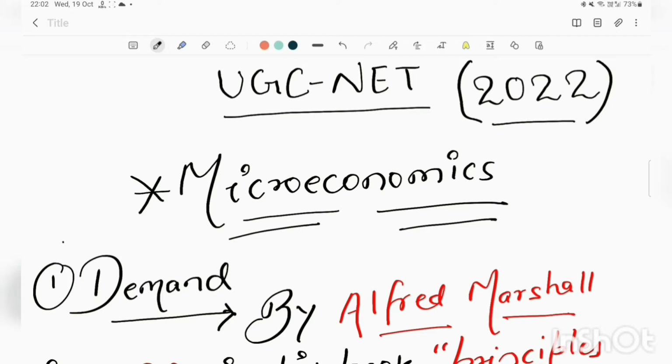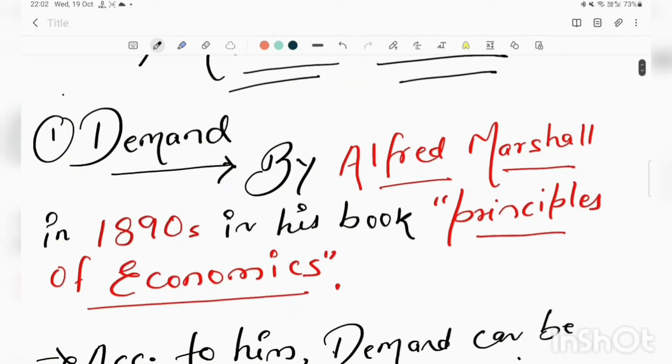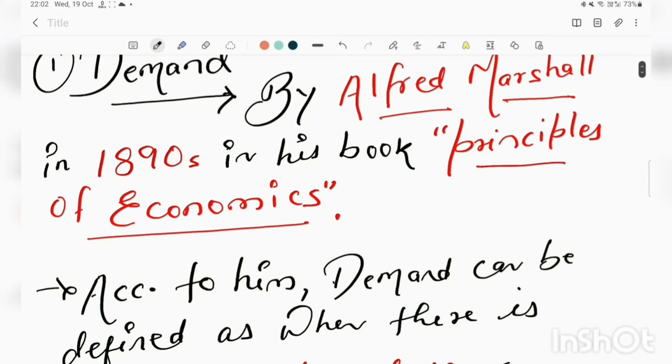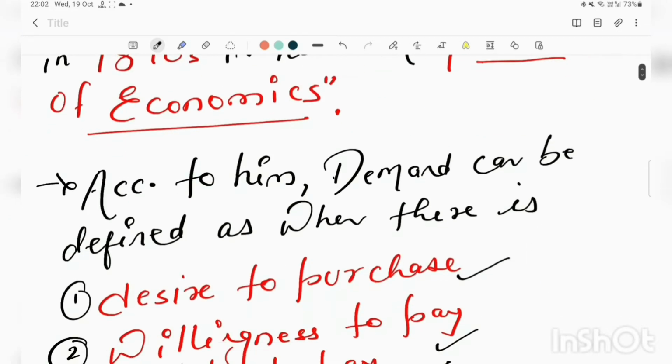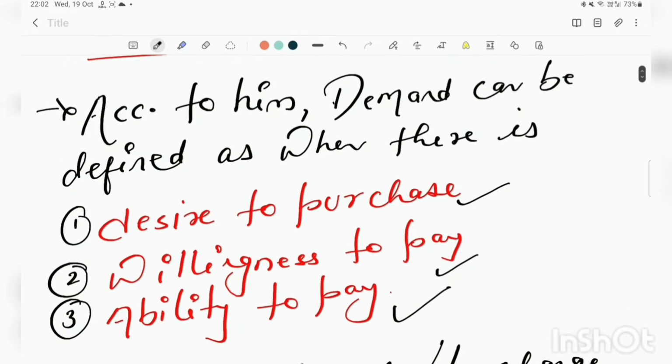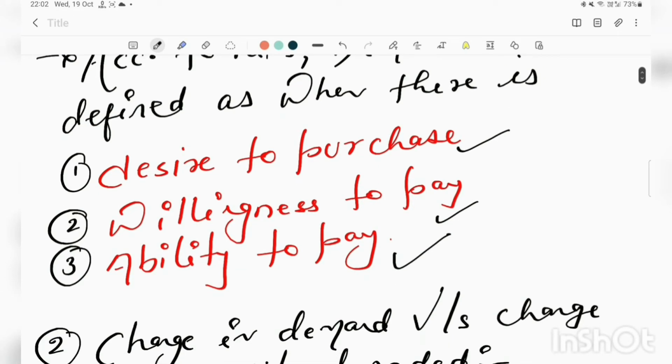When we start to learn about microeconomics, we start with the concept of demand, which was first introduced by Alfred Marshall in the 1890s in his famous book Principles of Economics. He defines demand as when it fulfills three basic criteria: desire to purchase, willingness to pay, and ability to pay. For example, if I have a desire to purchase a Lamborghini, but I am not able to pay for it, in that scenario it cannot be considered as demand.